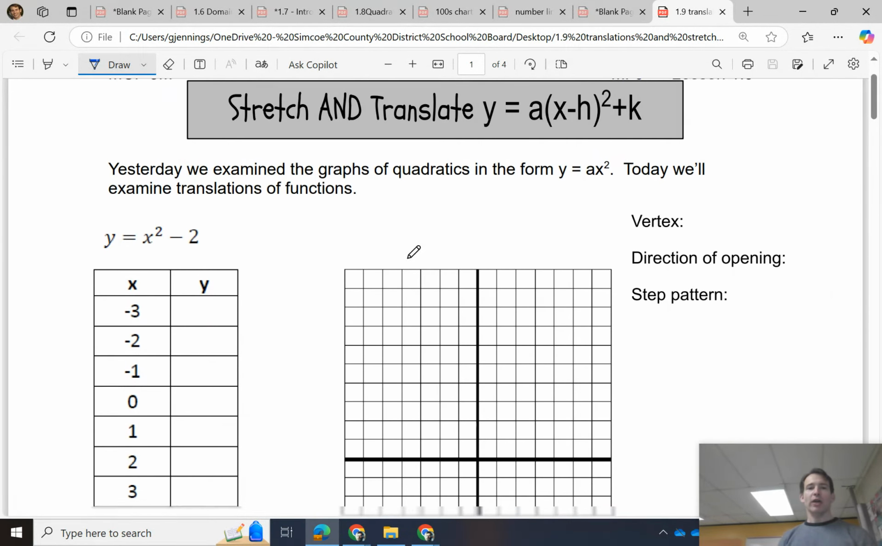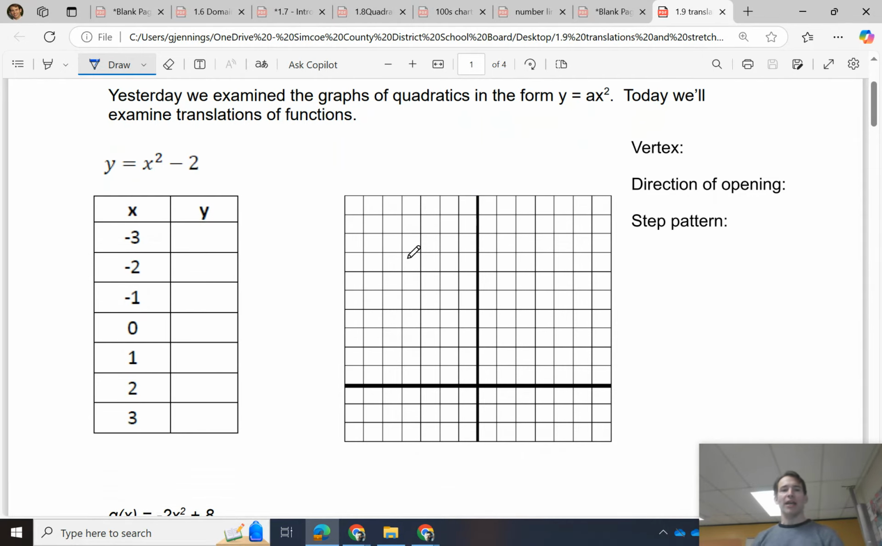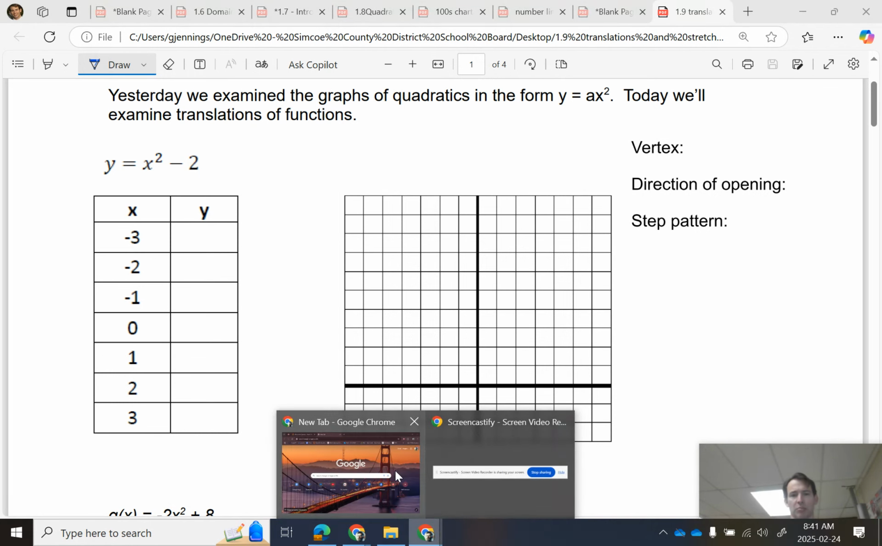Here we go. We have been asked to graph y equals x squared minus 2. It has been suggested to us that we use a table of values. Do people feel like that's the best strategy here? Anyone have a different strategy? Let's use a table of values to graph this one. We're going to pause the video.